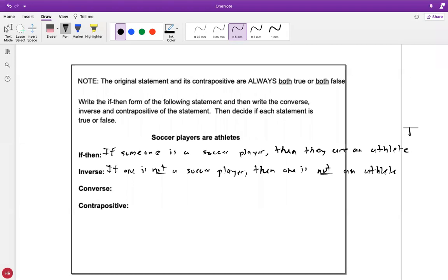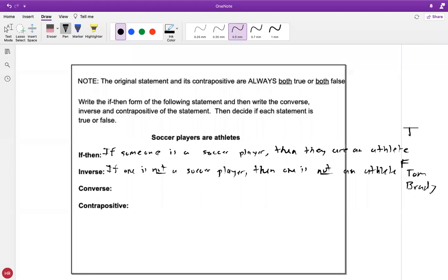So again, the same order: if you're a soccer player, then you're an athlete. But if I said not a soccer player, then you're not an athlete. Well, I would say that that is false. There are plenty of people who are not soccer players, but who are athletes. This is false.